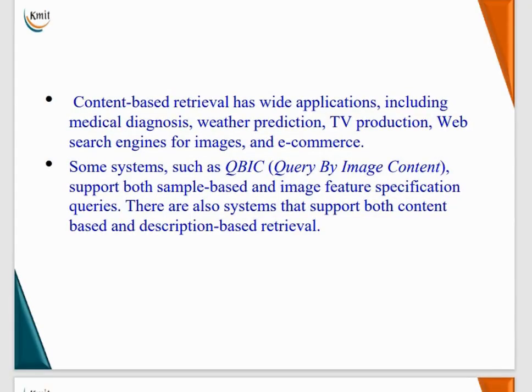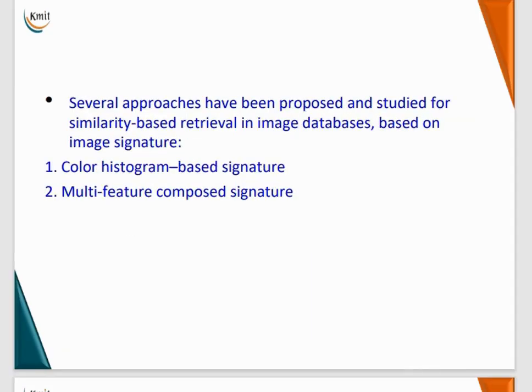Next, content based retrieval has wide applications including medical diagnosis, weather prediction, TV production, web search engines for images. Some systems like query by image content support both sample based and image feature specification queries. There are also systems that support both content and description based retrieval. Several approaches have been proposed and studied for similarity based retrieval in image databases based on image signature, like color histogram based signature, multi feature composed signature.